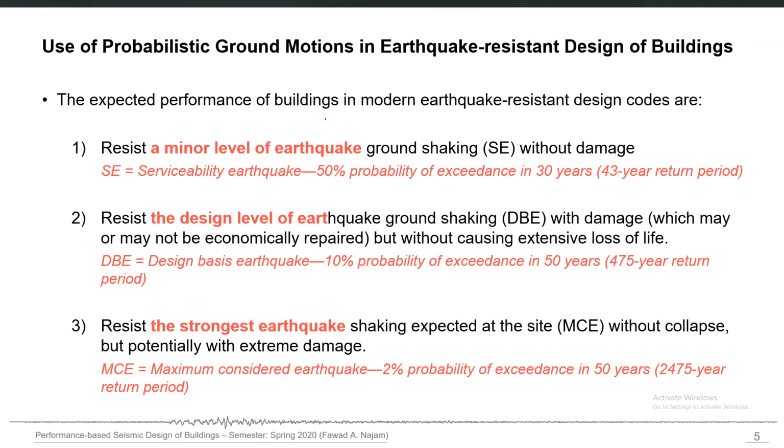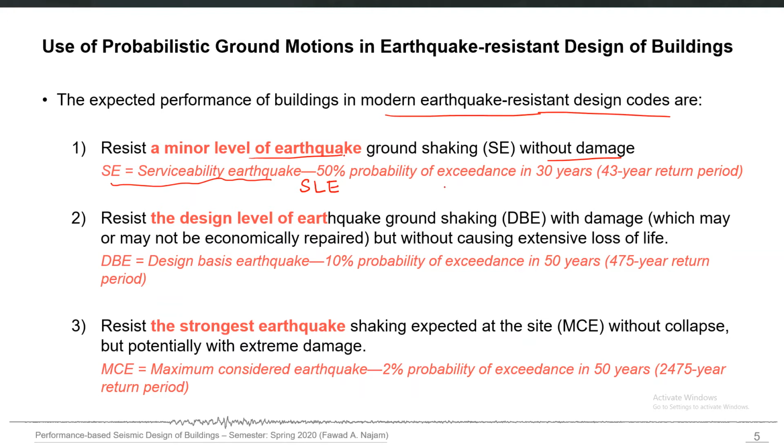The expected performance of buildings in different modern building codes or earthquake resistant design codes is as follows: the structure is expected to resist a minor level of earthquake, which means there should be no damage corresponding to a minor level of an earthquake, and that minor level is defined as follows. It is also sometimes called the serviceability earthquake or service level earthquake, SLE, and it is defined as an earthquake having a 50% probability of exceedance in 30 years.